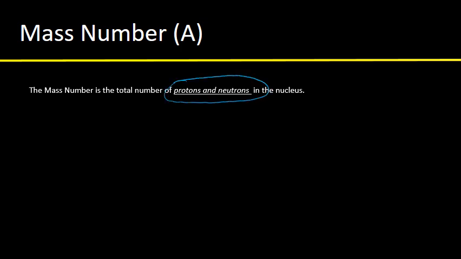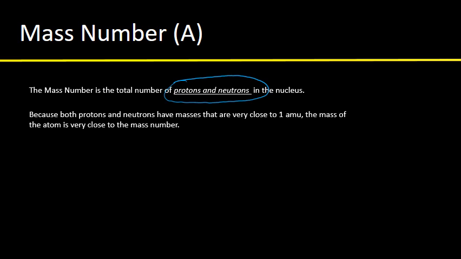All right, the next one is the mass number, and the mass number is the sum of the protons and the neutrons in the nucleus. In other words, it's the number of all of the nucleons, right? And because the masses of the protons and the neutrons are both really, really close to one atomic mass unit, the mass of the atom is going to be very, very close to the mass number, right? The difference is that the actual mass of the atom may not be an integer, right? Whereas the mass number is going to be an integer.